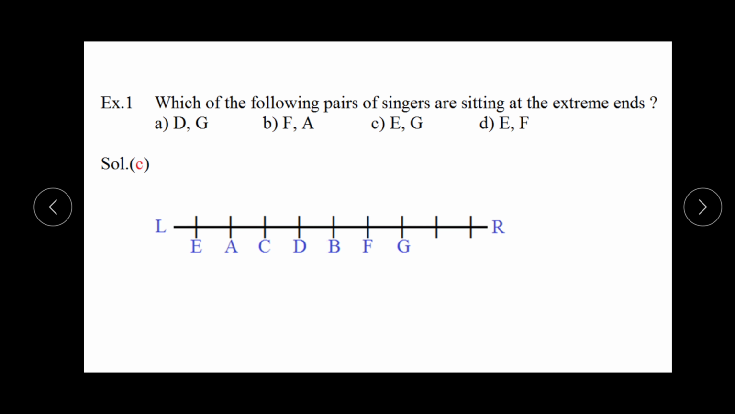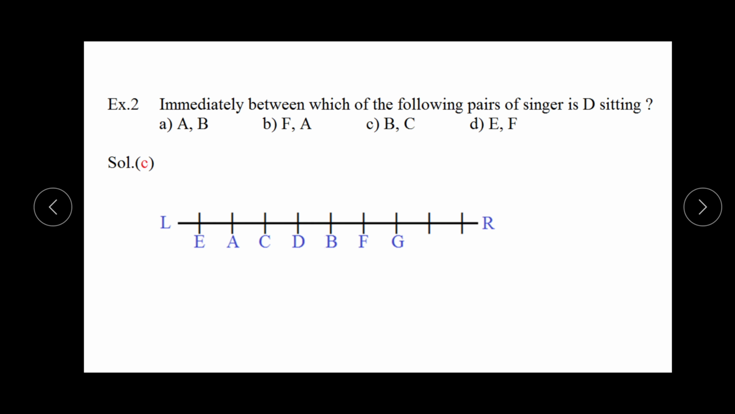On the basis of this, this is the first question. Which of the following pairs of singers are sitting at the extreme ends? It means two persons who are on the extreme ends. We can clearly see in this that E is on the extreme end and G is on the extreme end. It means the pair of E and G are the singers on the extreme ends. So option C is correct.